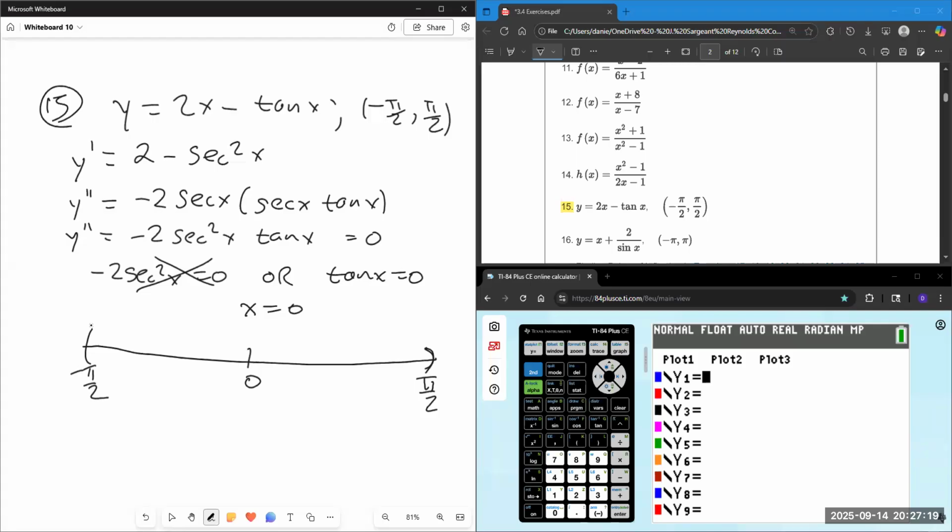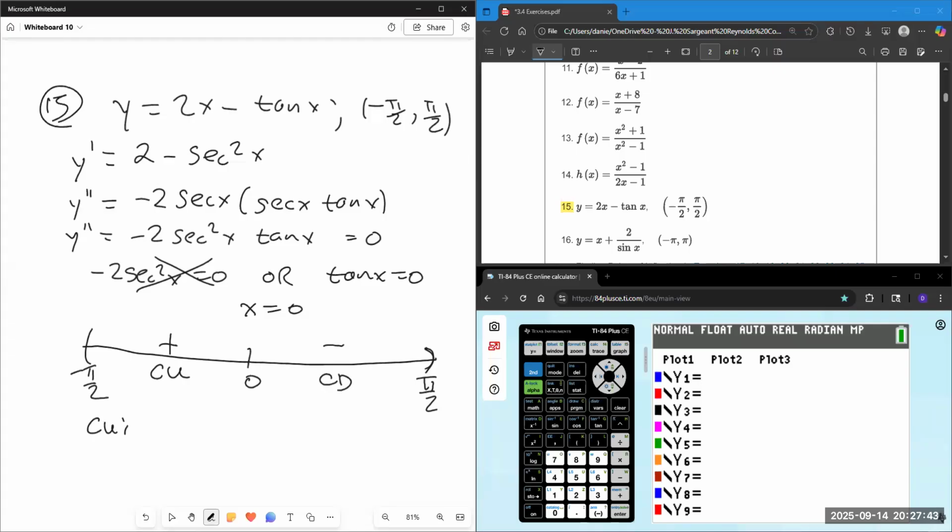Pick a number like negative pi over 4 to represent this interval. And so, like I said, this piece will always be positive. This piece will always be negative. So this is a negative times a negative, which is a positive. So that's concave up. Again, a negative times a positive, and then this will be a positive, so this will be negative and concave down.